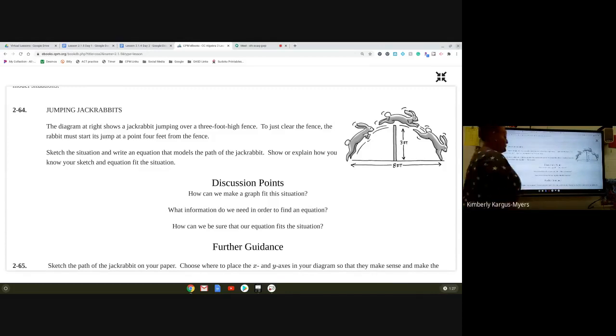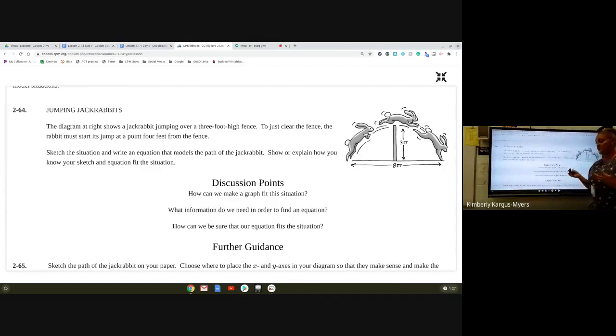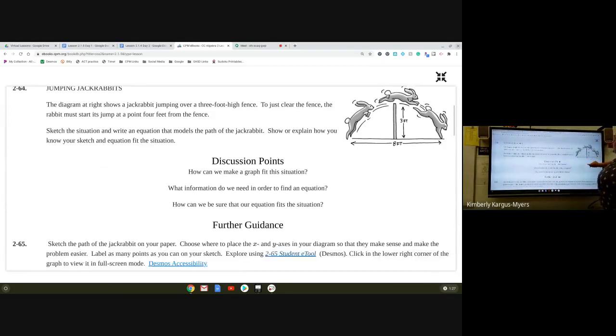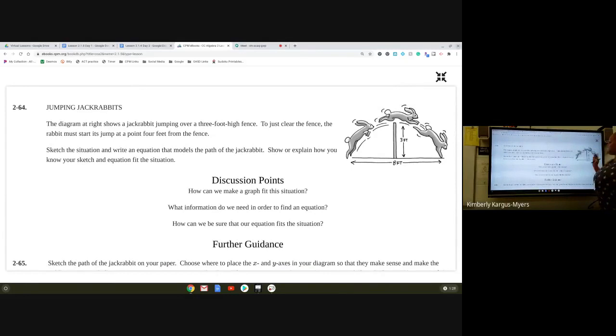Let's just talk about this picture for a sec. We can see that the fence is 3 feet high. But then it says that he has to start from 4 feet in front of the fence to clear that fence. So if this is truly a parabola, theoretically, if he starts 4 feet before, he's going to land 4 feet after. That's where the 8 feet comes from. And we're setting it up so the fence is right in the middle.